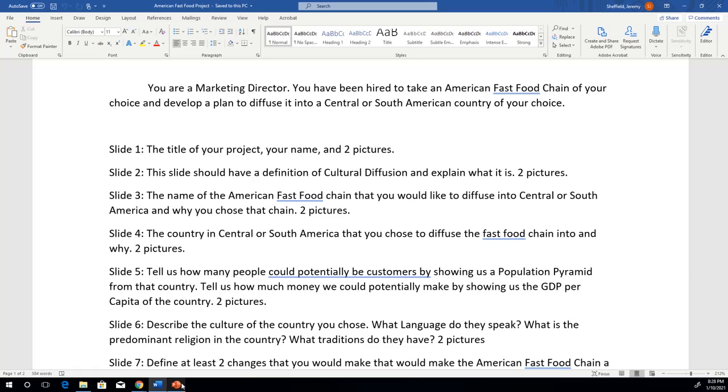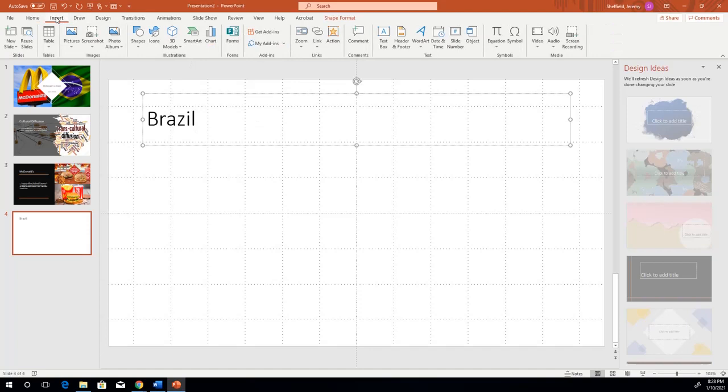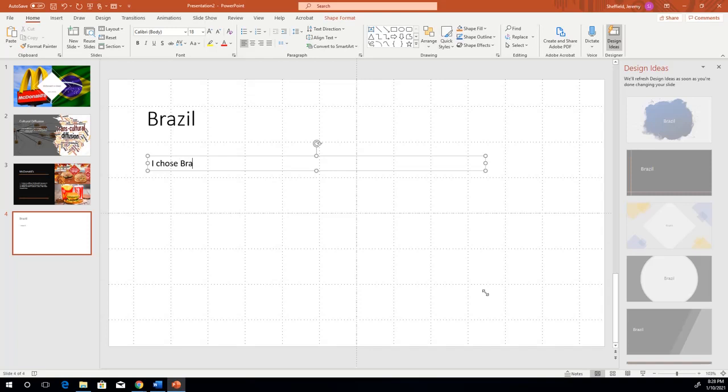I've always liked the country of Brazil. It's someplace that I've always liked to visit. So whenever I'm interested in a country, I always like to do more research or make those part of the projects I do. So I chose Brazil because I have always been interested in traveling to Brazil.